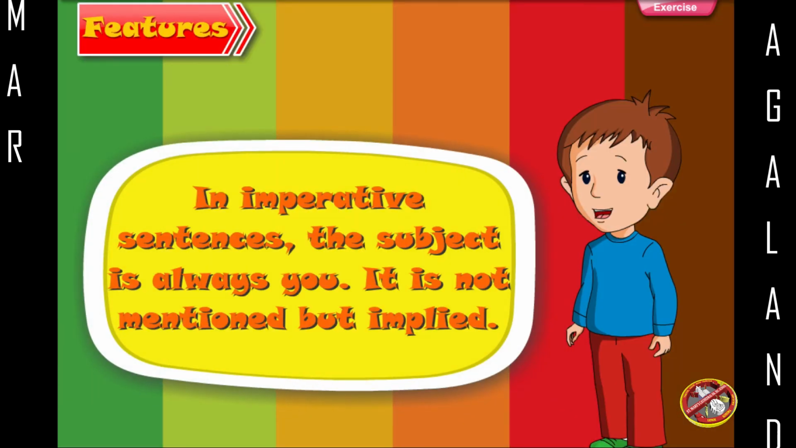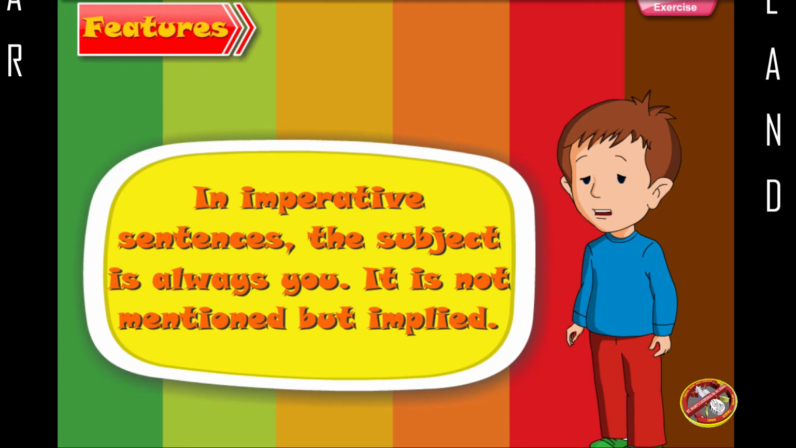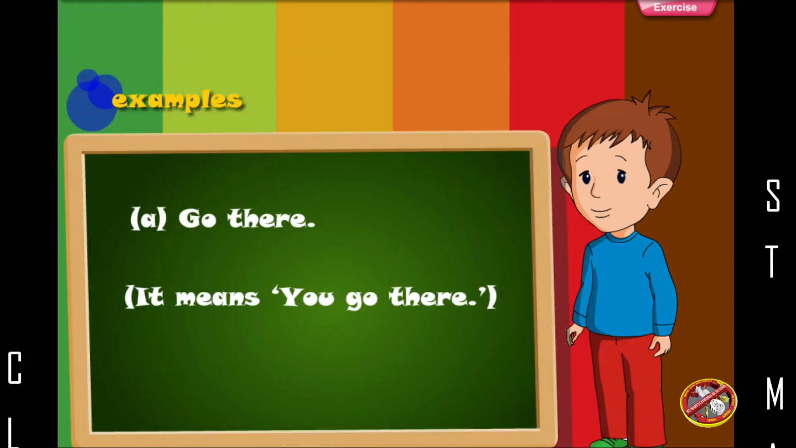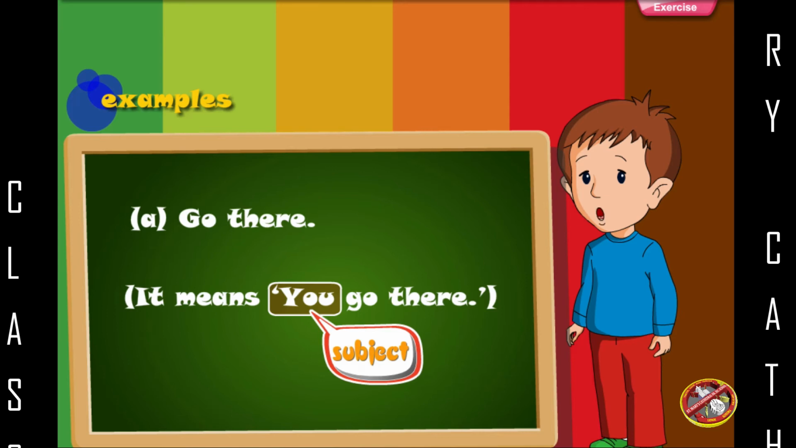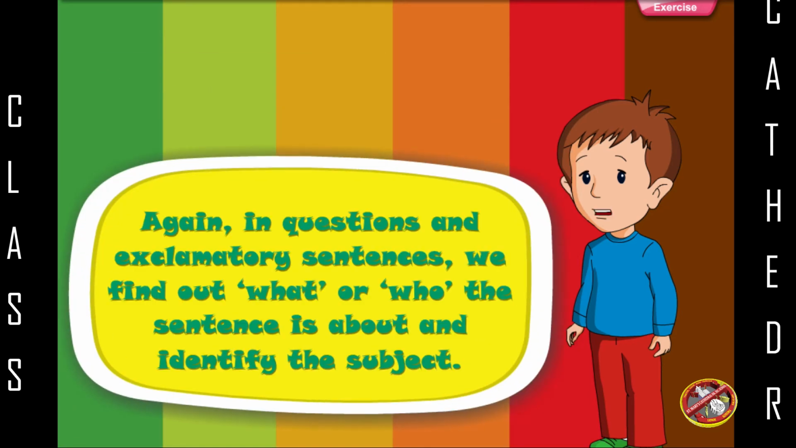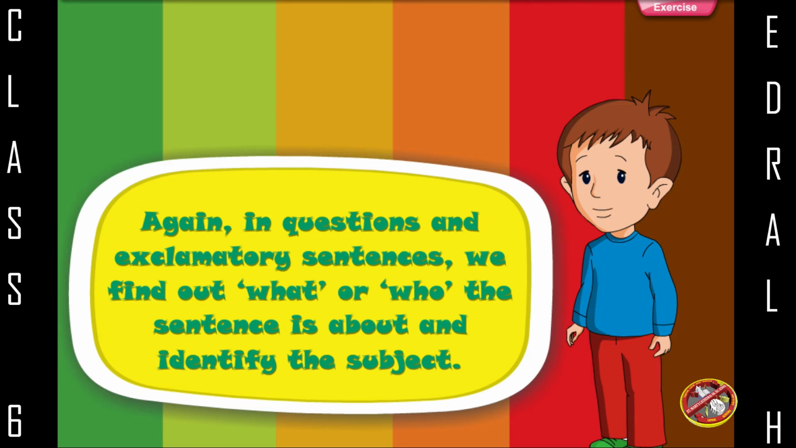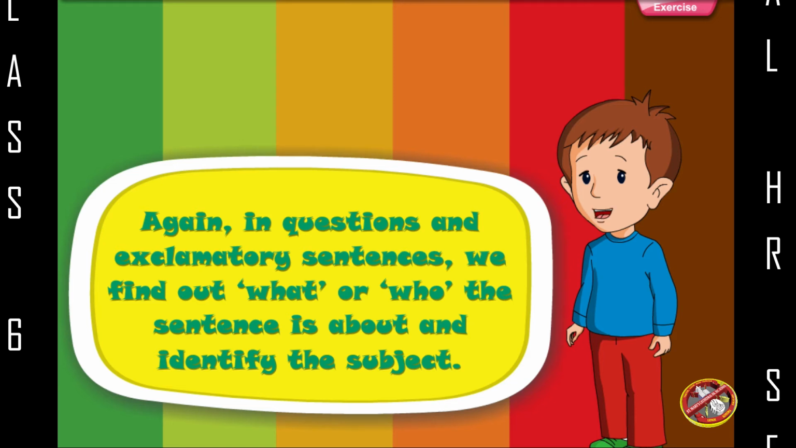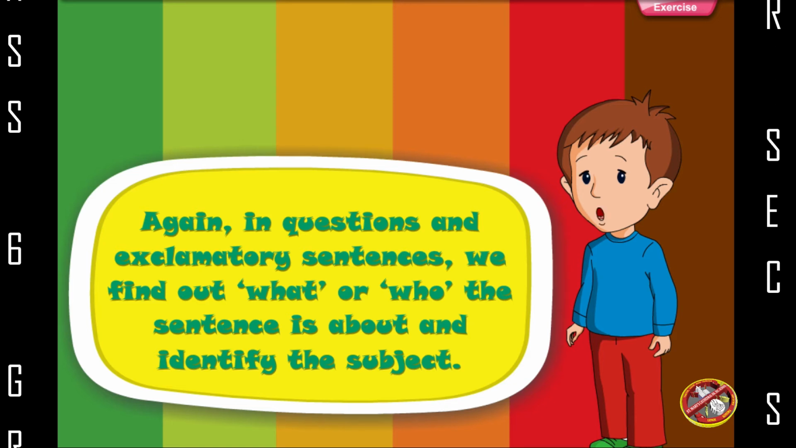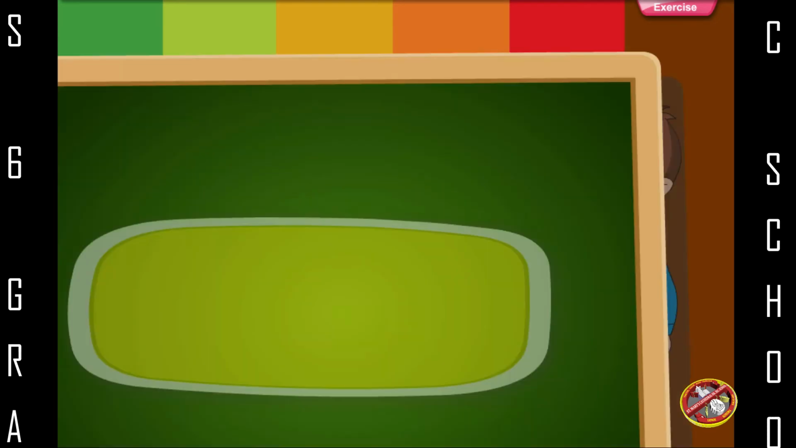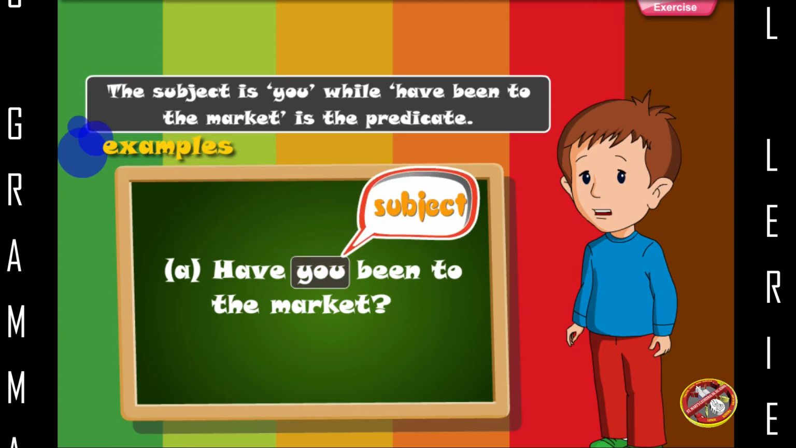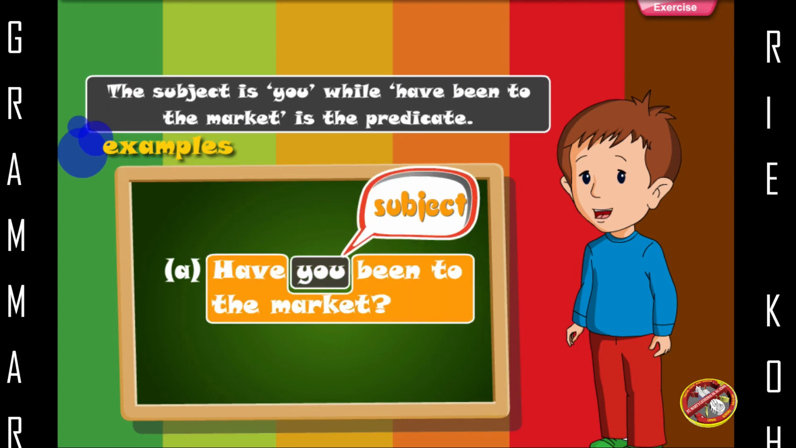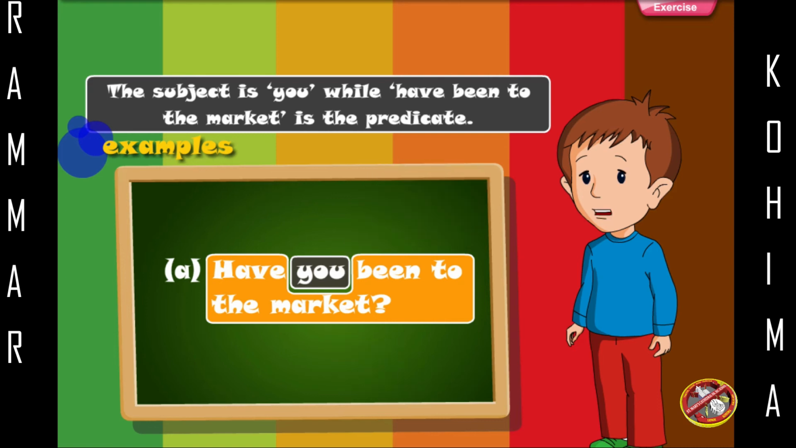In imperative sentences, the subject is always you. It is not mentioned, but implied. Examples: Go there. It means you go there. Again, in questions and exclamatory sentences, we find out what or who the sentence is about and identify the subject. Examples: Have you been to the market? The subject is you, while have been to the market is the predicate.